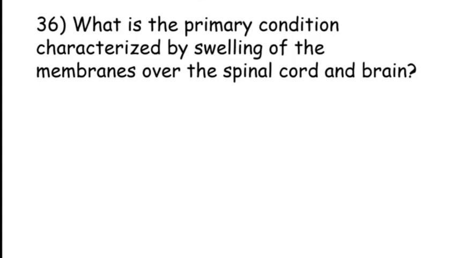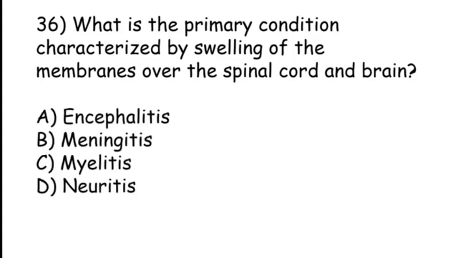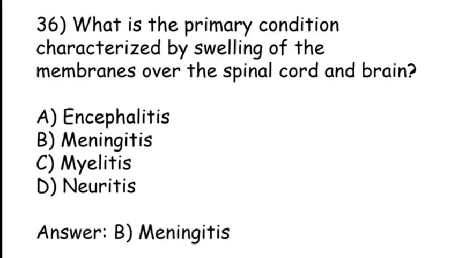What is the primary condition characterized by swelling of the membranes over the spinal cord and brain? Encephalitis, meningitis, mellitus, neuritis. The correct answer is option B, meningitis.